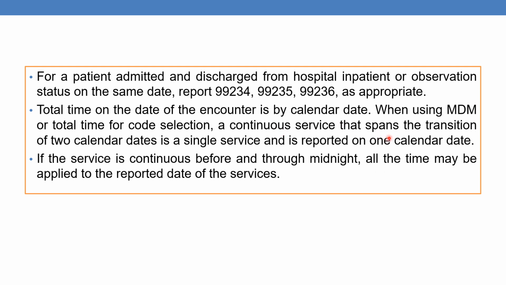Whenever a continuous service spans the transition of 2 calendar dates, then it is considered a single service and is reported as 1 calendar day. If the service is continuous before and throughout the midnight, all the time may be applied to the reported date of services. It can be the before date and after date, if it is continuous before and throughout the midnight.